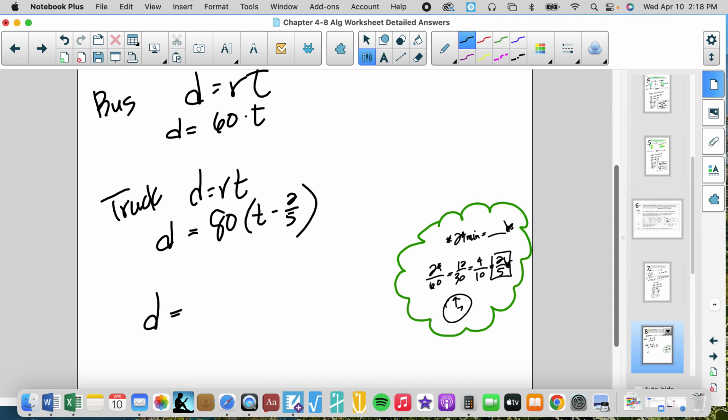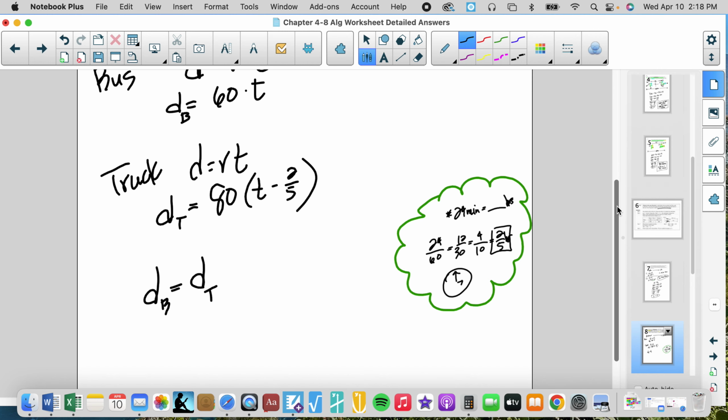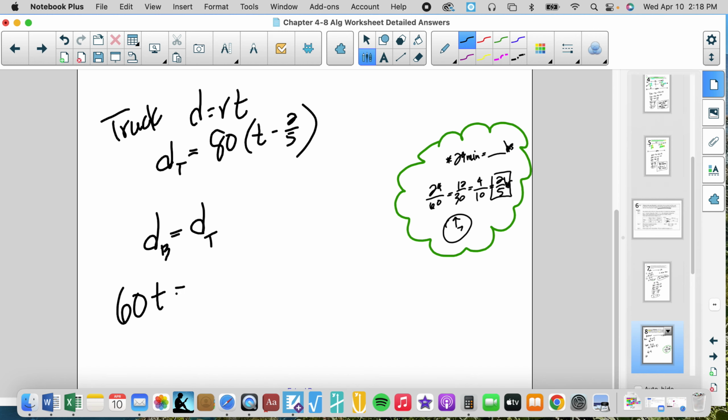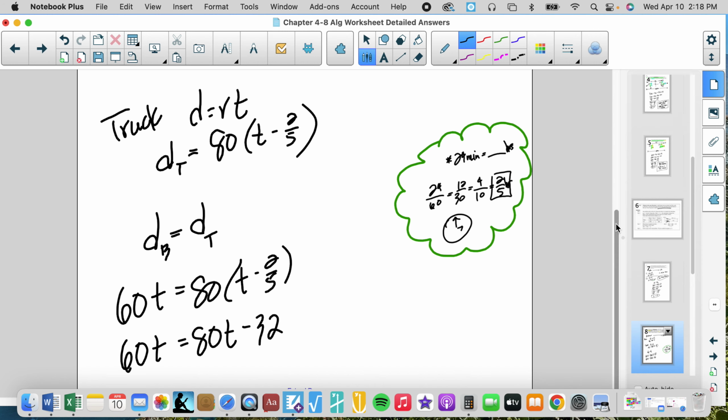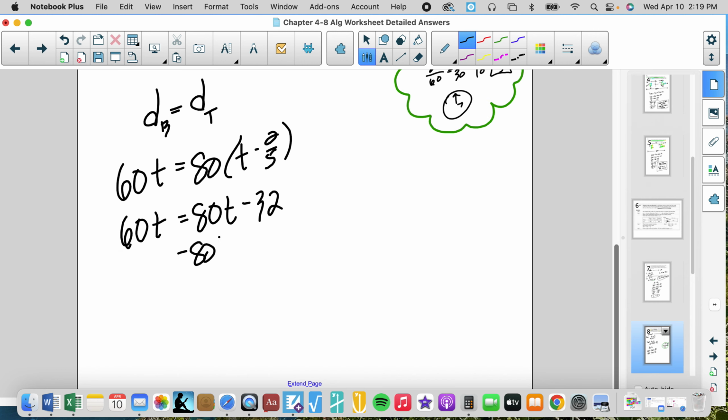So they want to know, when is the truck going to catch up to the bus? That means, when does the distance of the bus equal the distance of the truck? This is distance of truck, this is distance of bus. So bus is 60t, truck is 80 times the quantity t minus 2/5. 60t equals 80t minus, 5 goes into 80 16 times. 16 times 2 is 32. We are going to subtract 80t, subtract 80t. That gives us -20t equals -32.